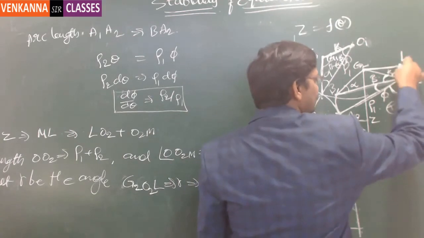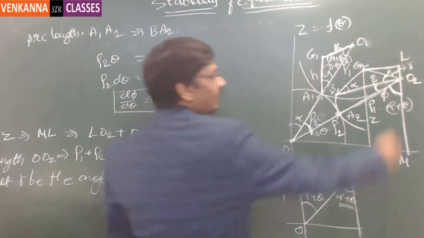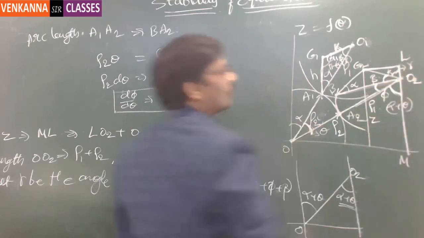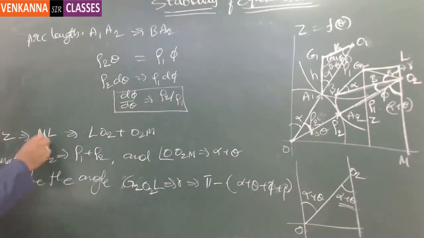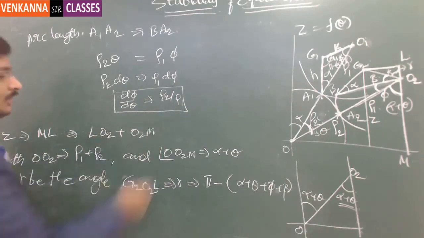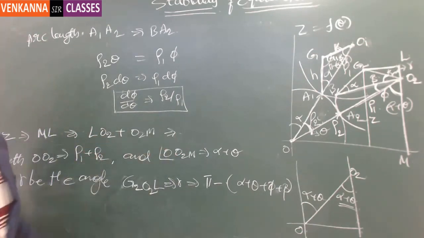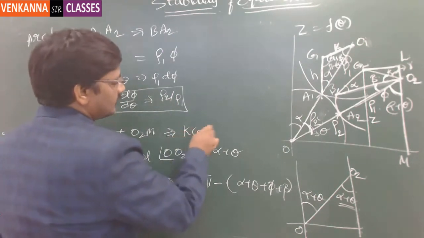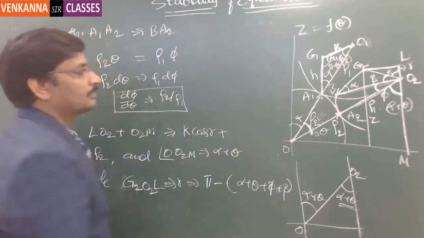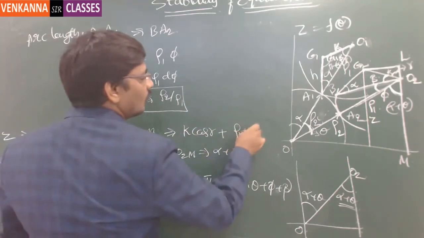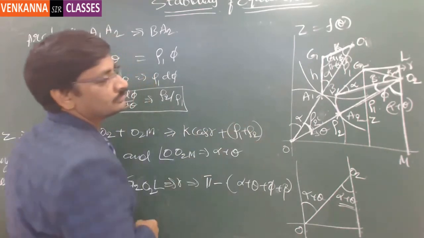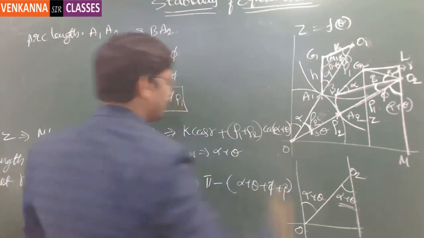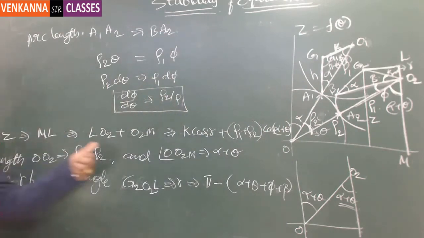Now I can express this value in terms of the known values K, and I can express this value in terms of ρ1, ρ2. So if you write this value, ML is equal to LO2 plus O2M, and this can be expressed as LO2. LO2 is nothing but cos gamma times K, so K cos gamma, plus ρ1 plus ρ2 times cos(alpha plus theta). So this is the value of Z I have expressed now.